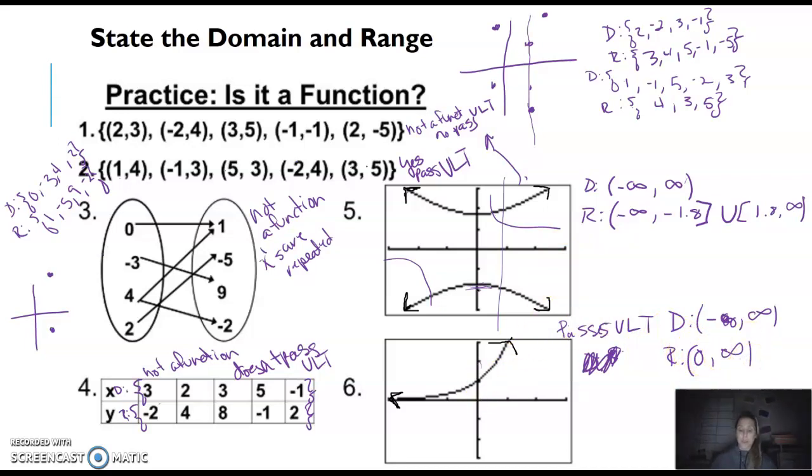Okay, that is a quick review on domain, range, and vertical line test. I would like you to do the 2 worksheets that are on the front table up here.